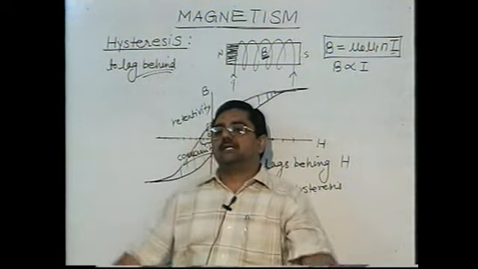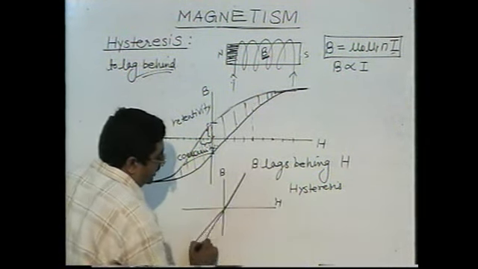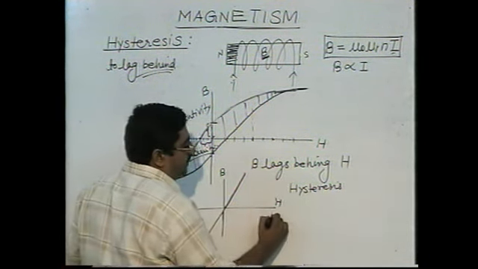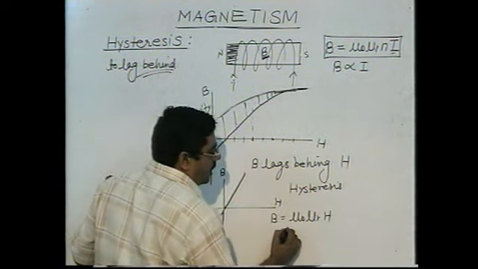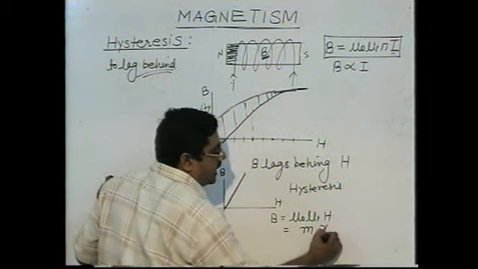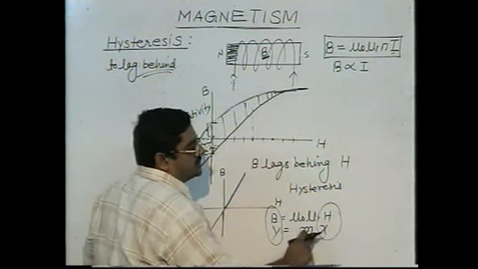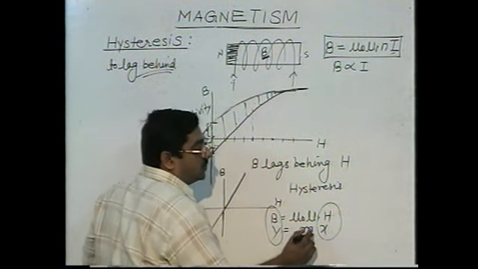There is no condition of saturation arising. So this is the straight line curve. This is for ideal. What is the relation between B and H? B is given by mu 0 mu r H. On x-axis H is taken, on y-axis B is taken, y is equal to mx. This is the equation of a straight line passing through origin.